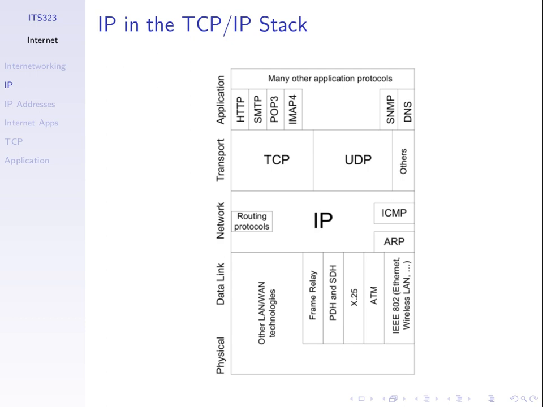Many of these application protocols use either TCP or UDP. There are a few others, but they are the main two transport protocols. We will come back to the transport and application layers at the end of this topic. There are a few slides that will close the course that mention them in a bit more detail. Let's look at IP.